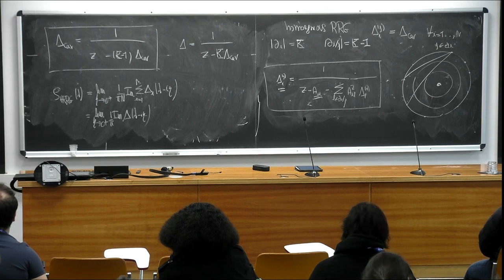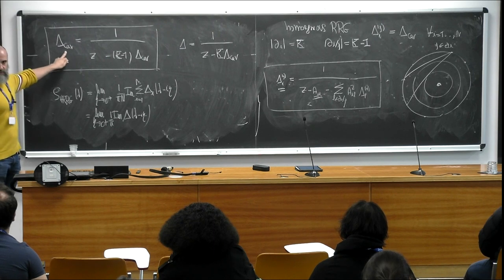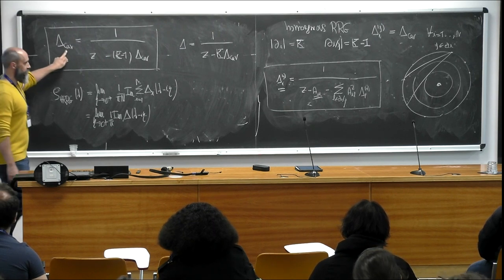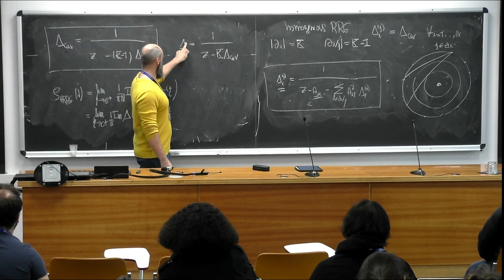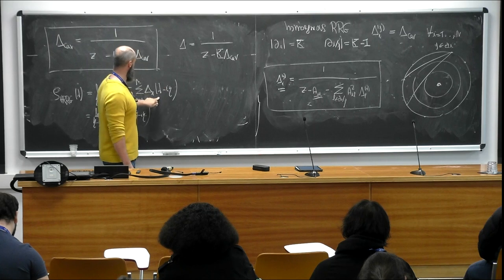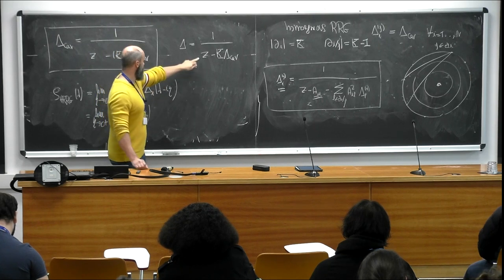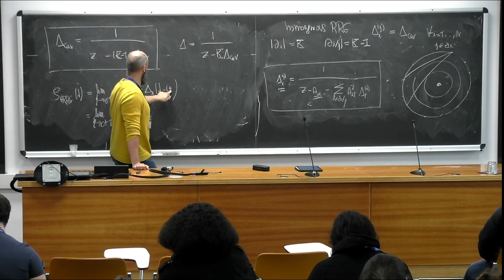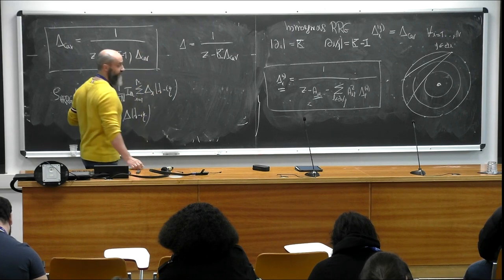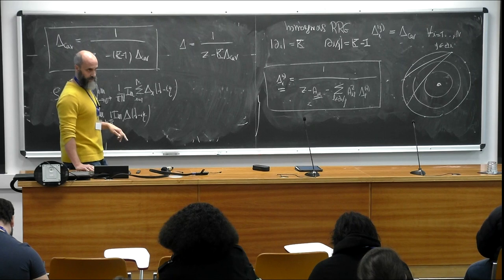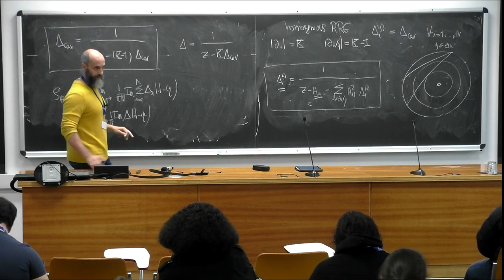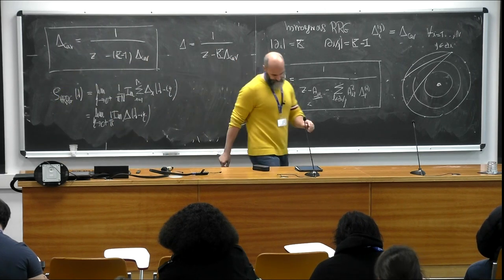So all you have to do now is solve this equation, which is a quadratic equation for delta cavity. You put the solution here, and then you put the expression here. Take z equal to lambda minus i eta, and you take very carefully the limit when eta goes to 0 plus. Good?